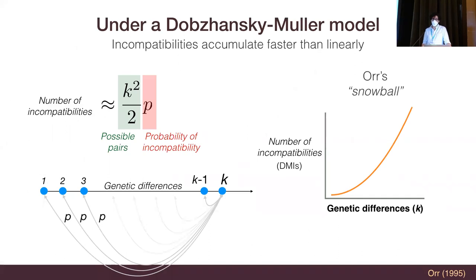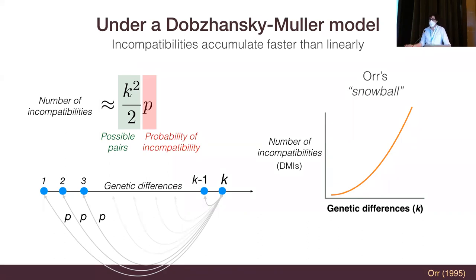If you formalize some of that intuition in that original snowball paper, one of the key conclusions is that incompatibilities should accumulate faster than linearly through time. The reason is that if you think about a pair of lineages that have K substitutions that are different between them, then the total number of pairs that can be incompatible is roughly K choose two, approximately K squared over two. That's the total number of possible pairs.